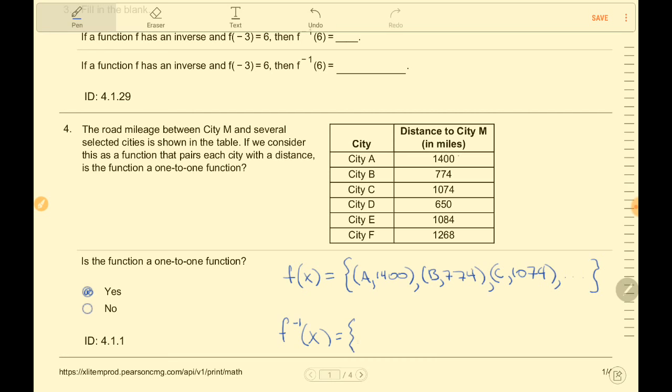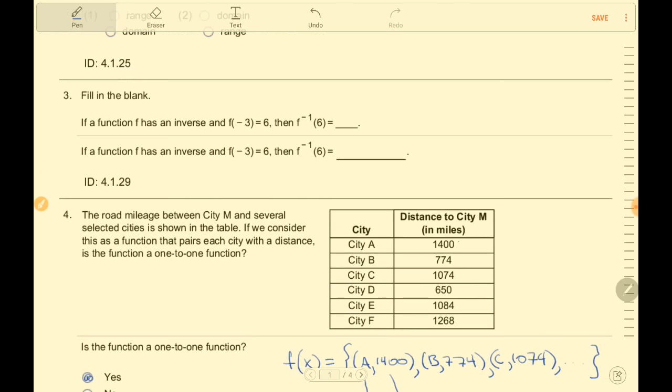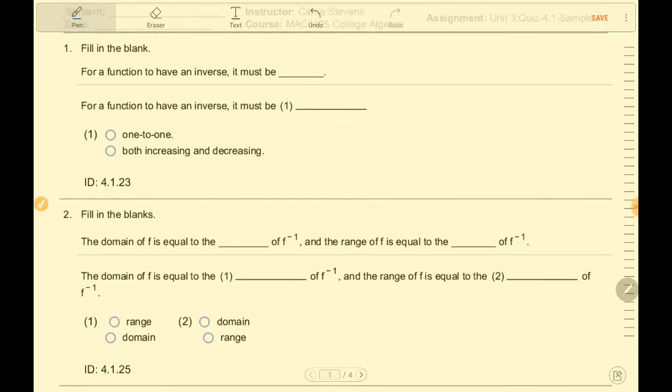Now, the inverse is that 1,400 maps back to city A, 774 miles maps back to city B, 1,074 miles maps back to city C, and so on. So what you'll notice here is that functions that are inverses of one another have opposite x to y values. Or in other words, let me come up to some other questions that are in here.